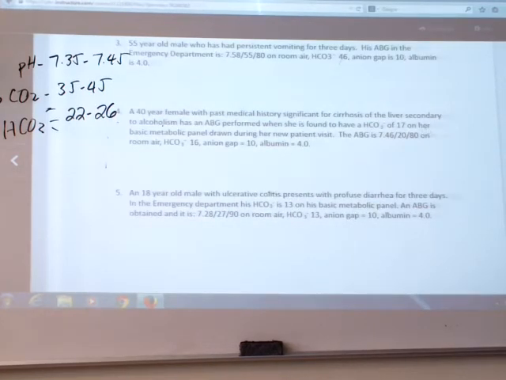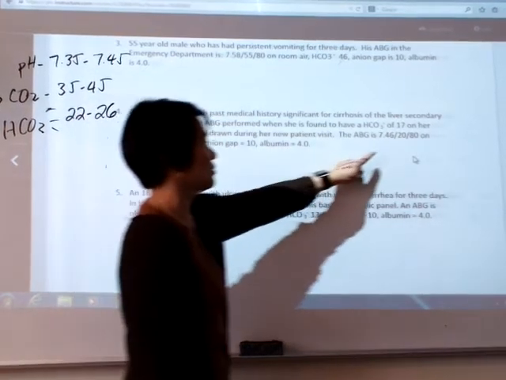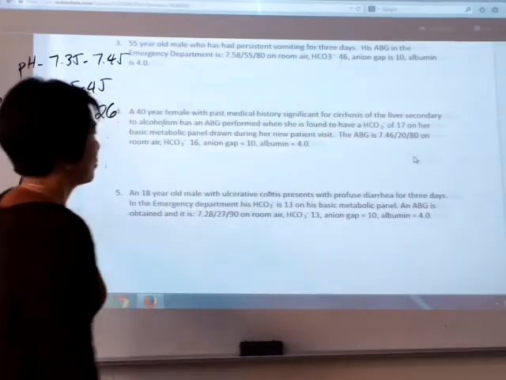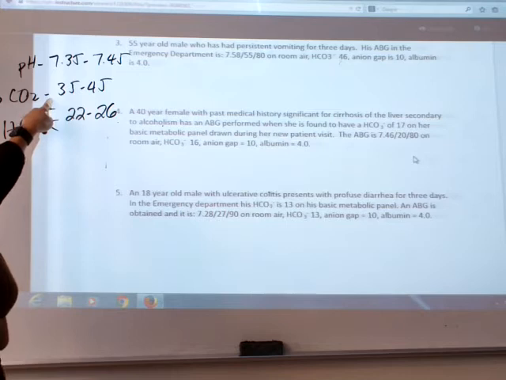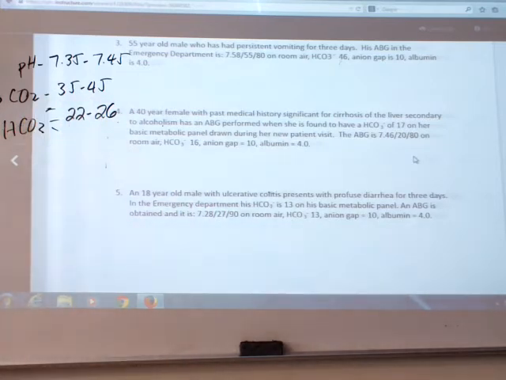How about this one? Cirrhosis of the liver. What are you going to guess? It's metabolic. Look at the pH. Normal for alkalosis. Metabolic alkalosis. Uncompensated. Cirrhosis of the liver, secondary to alcoholism. Metabolic alkalosis, but look at what's going on with the PCO2. It's going down. So alkalosis. That's correct. Uncompensated.